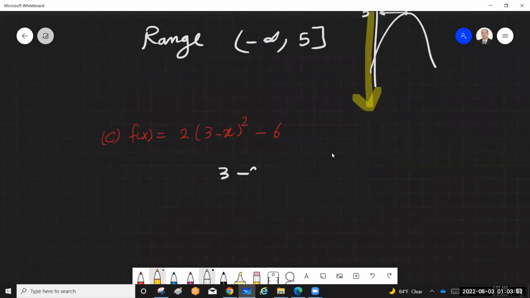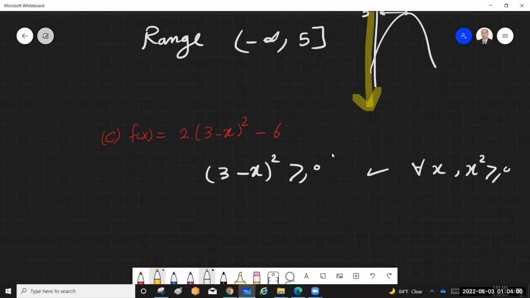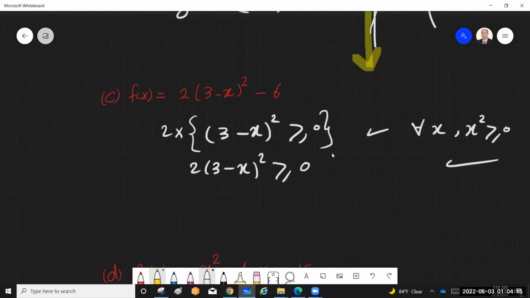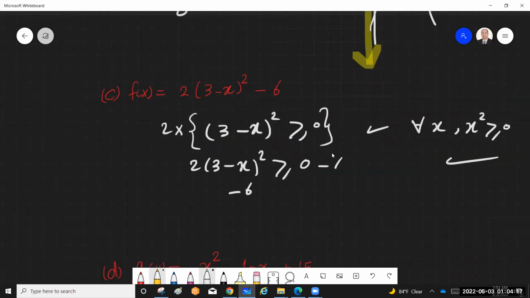There is an algebraic method if you don't want to draw. Just write that (3 minus x) all squared is always bigger than or equal to 0. This is a fact. For every real number x, x squared is always bigger than or equal to 0. After that, just multiply each side by 2 to get the function. So 2 times (3 minus x) all squared is bigger than or equal to 2 times 0, which is still 0. And after that, subtract 6 from each side.